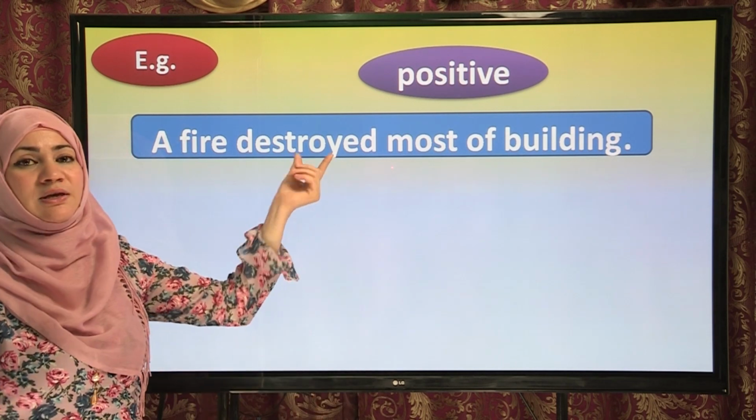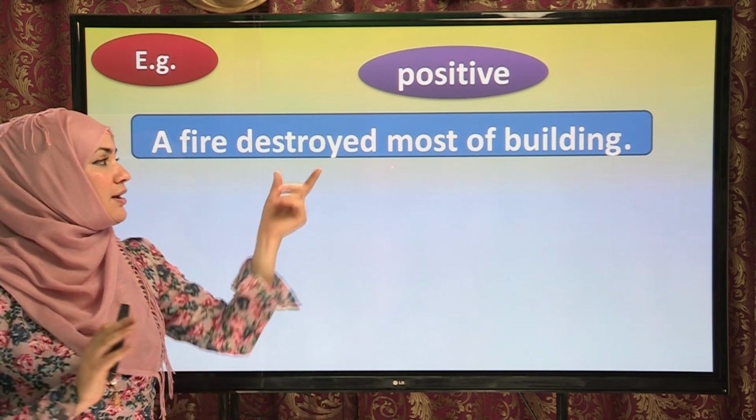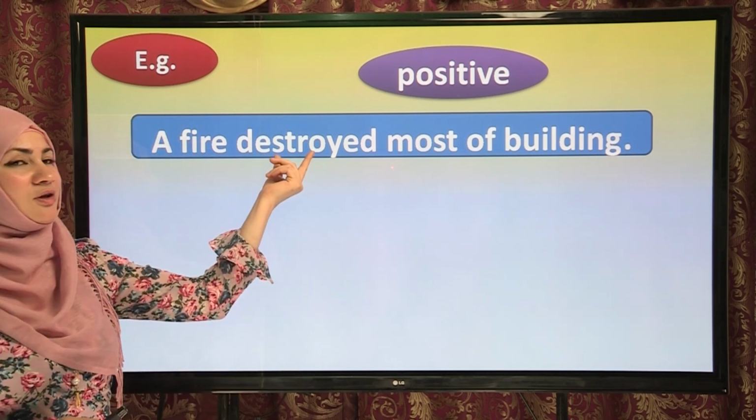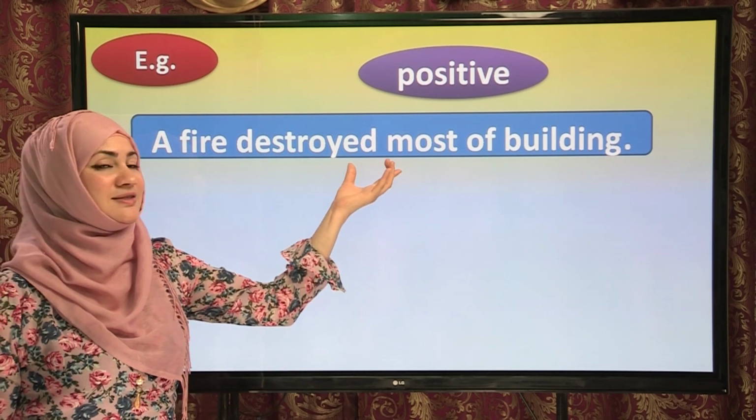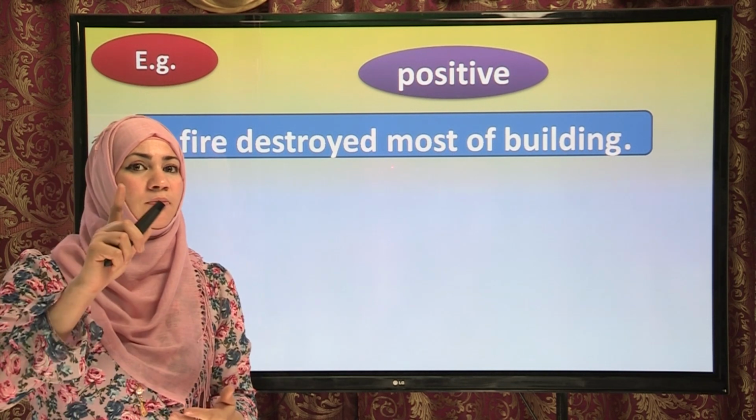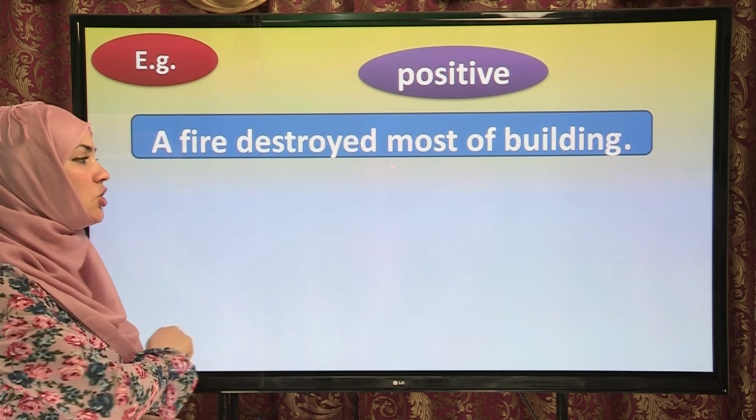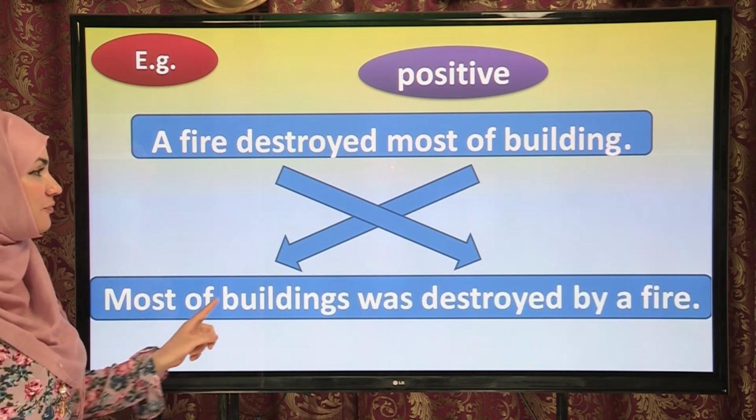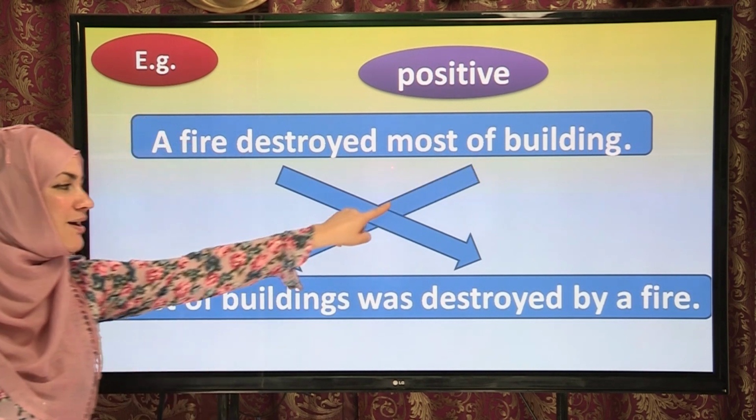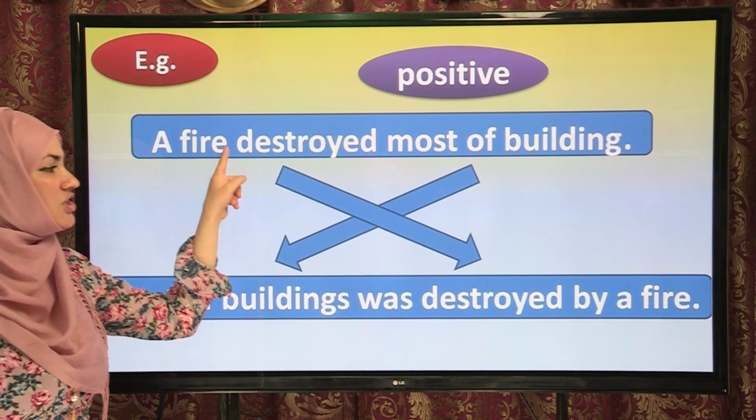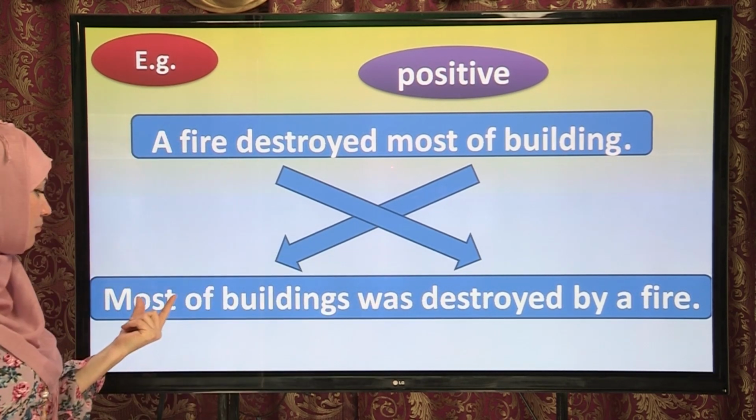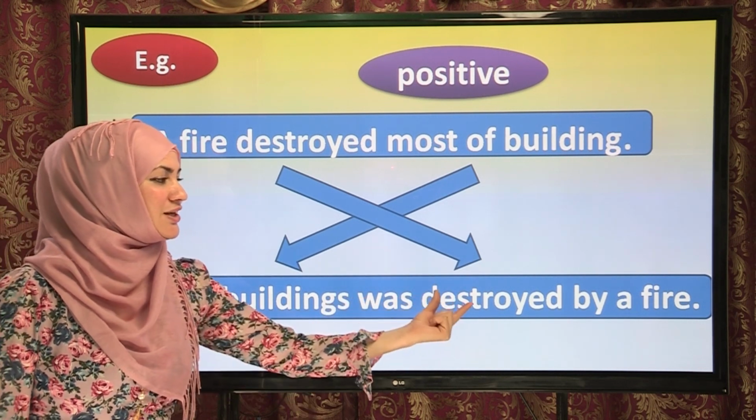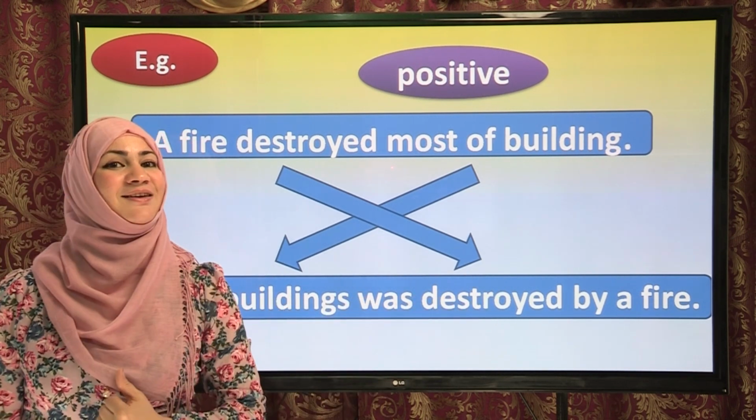The verb is active and positive. There is no not. So, destroyed. This sentence is active. We change it to passive form. Most of the building, the object becomes the subject and the subject becomes the object. Most of the building was destroyed by a fire.